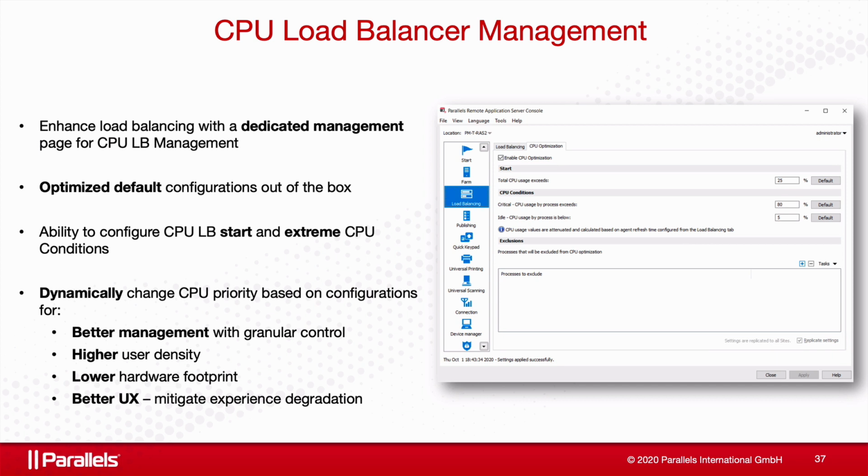The idea here is a few things. Better management controlling the CPU resources to avoid, for example, Google Chrome killing the virtual machine because it's using 20 different processes, or a different browser or a different application. Higher user density because you're using fewer CPU cycles. And the hardware can be optimized or be of lower configuration if you're controlling the CPU resources much better. And of course, better user experience because we're mitigating experience degradation for that matter.